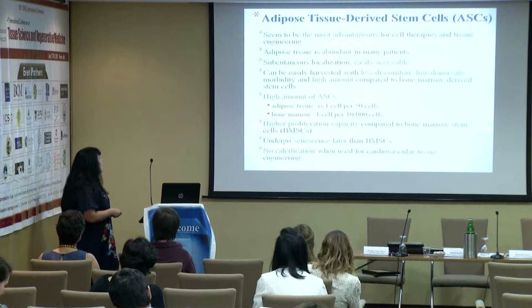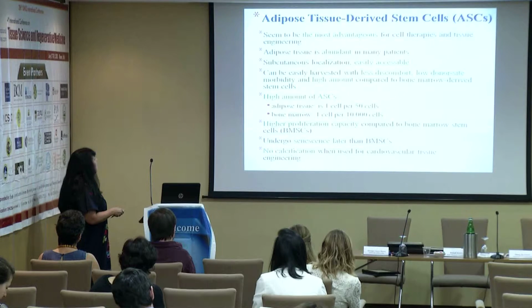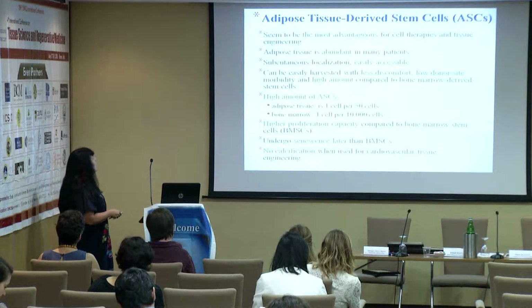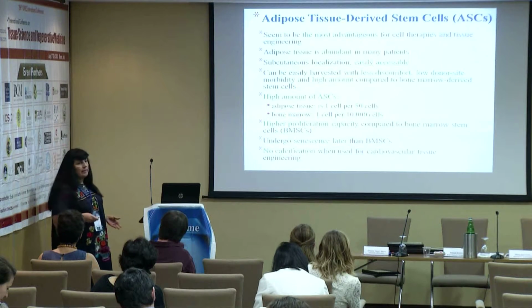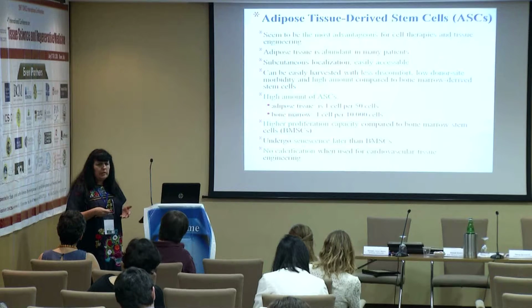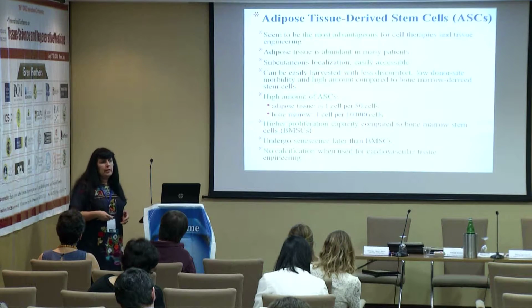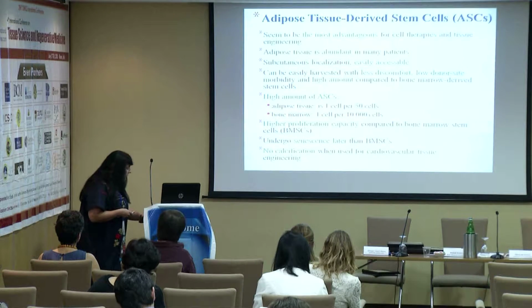And in comparison with bone marrow stem cells, adipose cells are considered to have higher proliferation capacity and later senescence, and for example, bone marrow cells are also prone to calcification, which is not very suitable for soft tissue engineering, for example, blood vessels, heart valves.